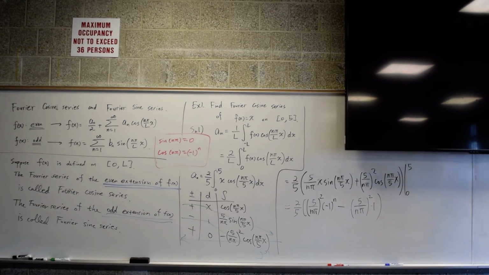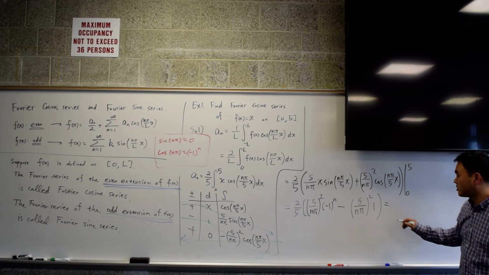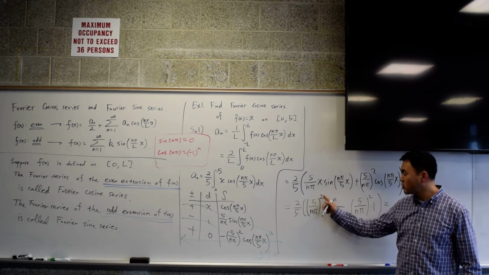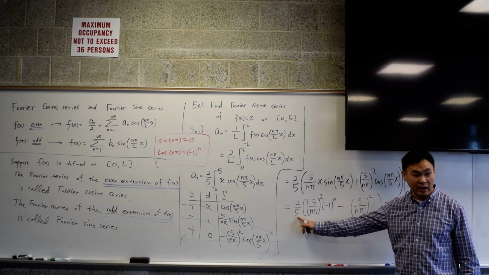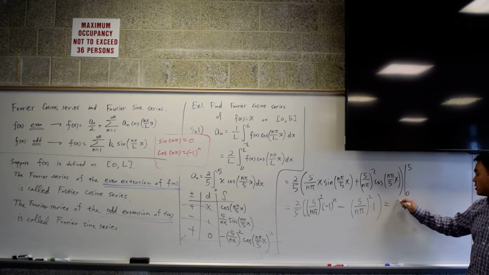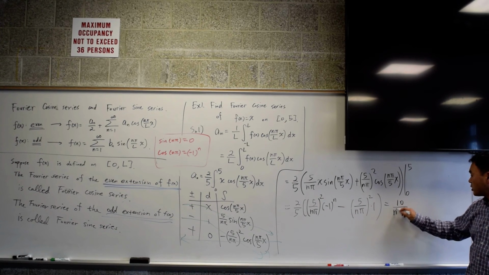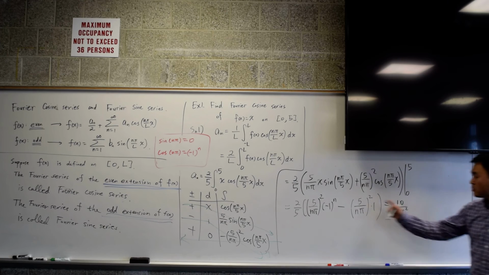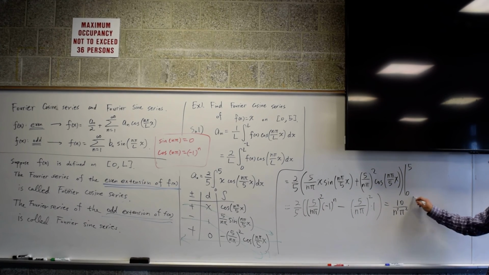If you want to simplify this, you can simplify it as, see, 5 squared is 25. 25 divided by 5 is 5. And you multiply by 2, that's 10. So you end up with 10 over n squared pi squared. n squared pi squared, that's common for both of them. But then you have negative 1 to the n minus 1. So that's what you would get if you simplify it.